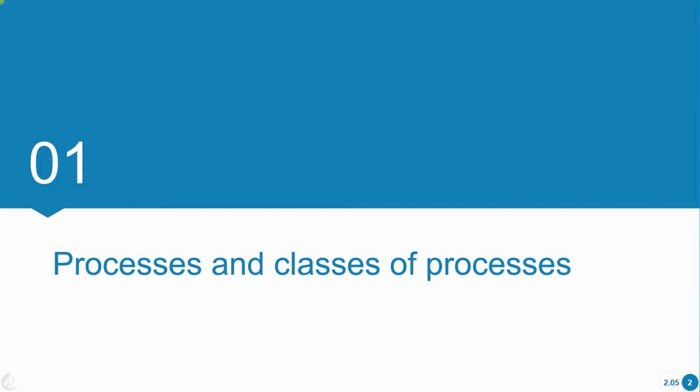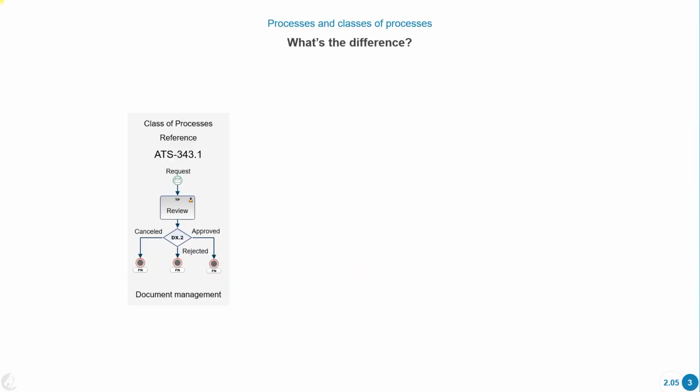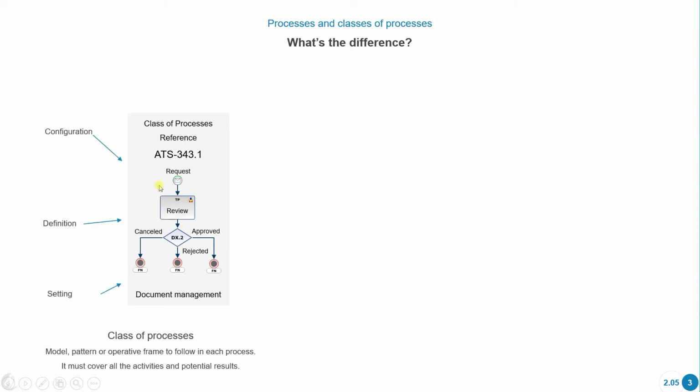Processes and classes of processes. What's the difference between processes and classes of processes? We have a class of processes, and in configuration, we are going to define the class of processes and set the parameters. This means to set up the attributes for the objects. What we do is to define the model when we define these two things.